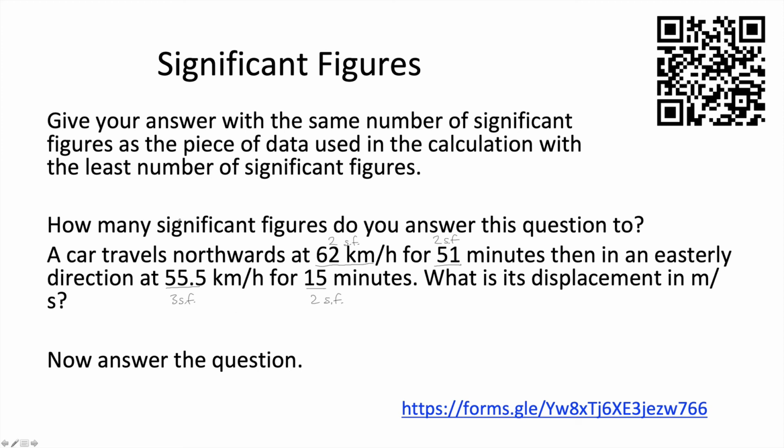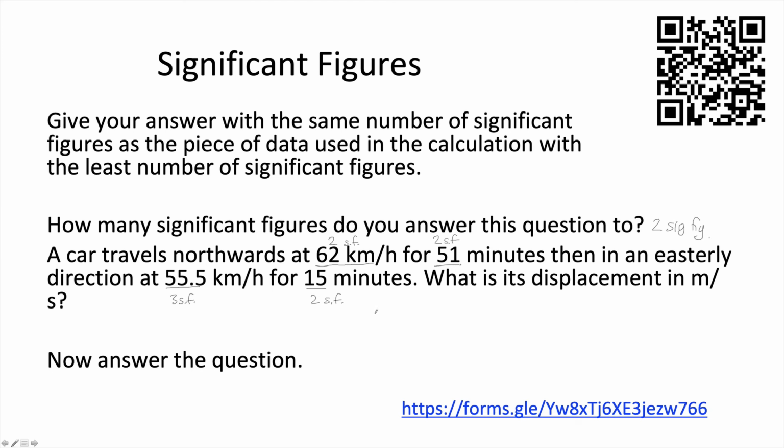Okay, so we first asked how many significant figures do you answer this question to? So the number of significant figures is 2, 2, 3, and 2. So we choose the smallest of those, which is 2. So we answer this to 2 sig fig. And then it tells us to now answer this question. Okay, so let's start by working out how far it's gone northwards.